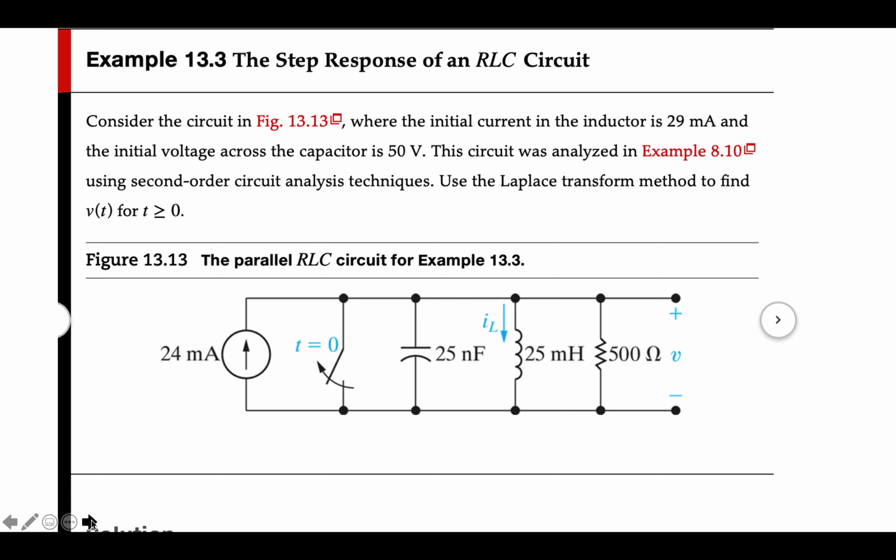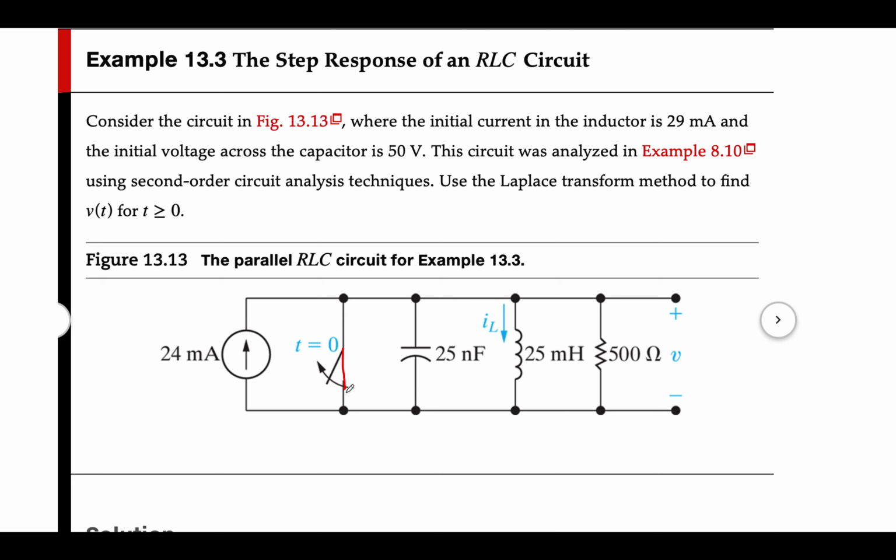This RLC circuit is a parallel RLC, so everything is in parallel. And this switch was closed for t less than 0. So I'll put a line here, and we'll think about the t less than 0 circuit. When t is less than 0, we have a short here. All of the current will go through the short.